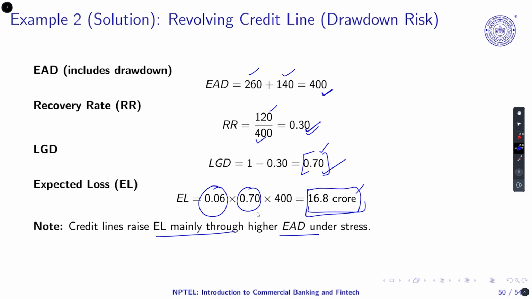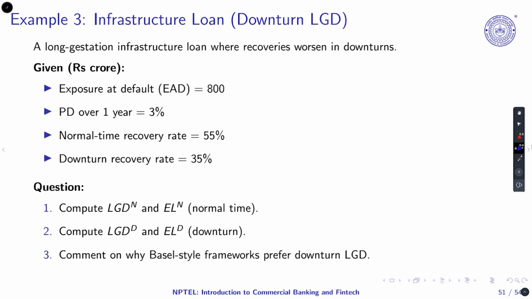So my expected loss is going to be 16.8 crore, and this is what makes the case very interesting. A long gestation infrastructure loan where recovery is worsened in downturns.